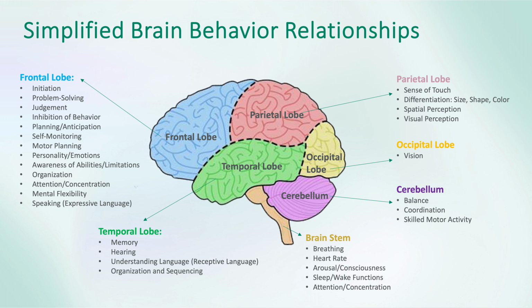The other region that's not really labeled, I think it's sort of a tannish color there, is your brainstem. Brainstem is responsible for a lot of really important functions in the brain. It controls things like breathing, heart rate, your arousal level and consciousness, your sleep-wake cycles, as well as attention and concentration.